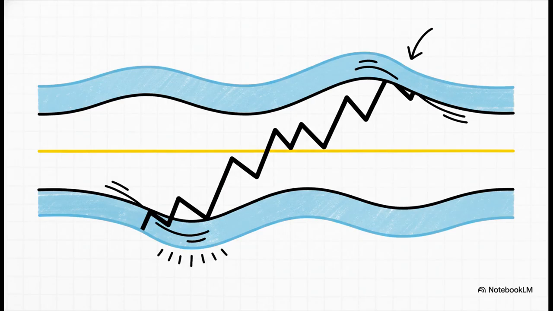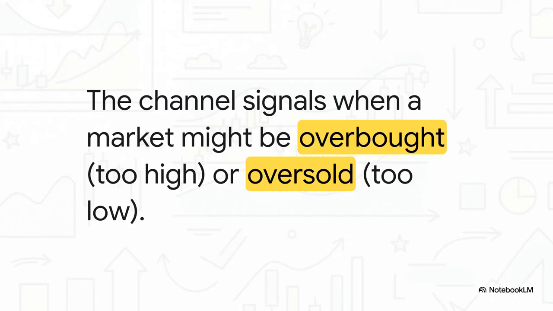No way. They're alive. They're constantly moving and adapting to volatility. They create these dynamic zones of support and resistance that flow right along with the price. And this is a big one. The channel is also amazing at giving us clues about when a market might be getting a little stretched. This is where we start talking about overbought and oversold conditions.